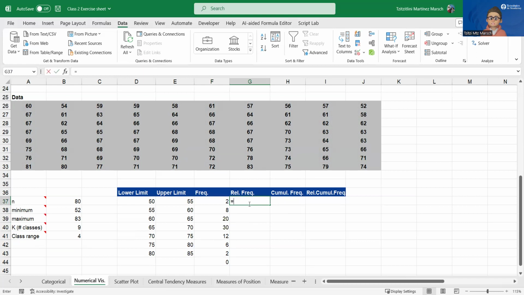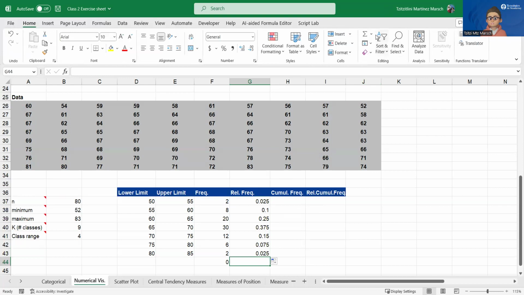Let's go ahead and do the relative frequency. The relative frequency is, remember, the percentage: the frequency of the first class divided by the total number. Make sure you use absolute values, with F4 if you have Windows, or Command T if you have a Mac. There it is. The sum of all of that, and I'm going to go ahead and sum it so that you can see, should give us 1. There it is.